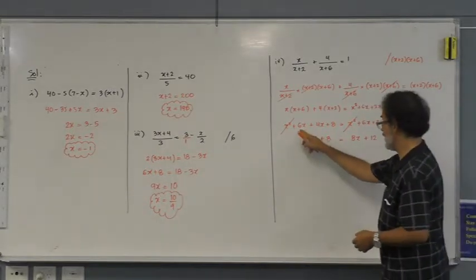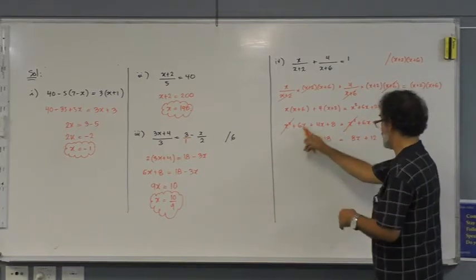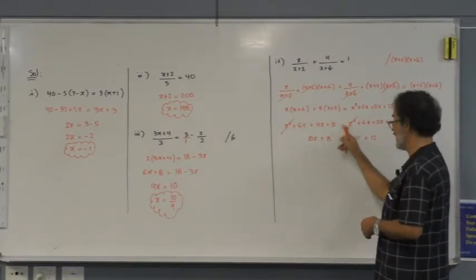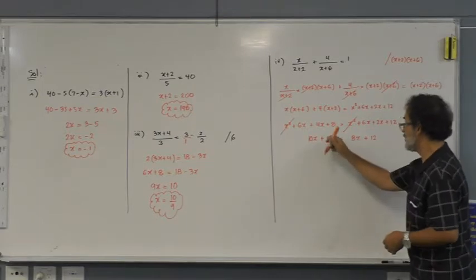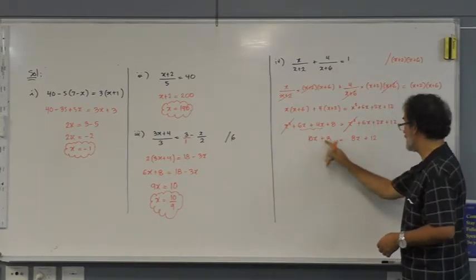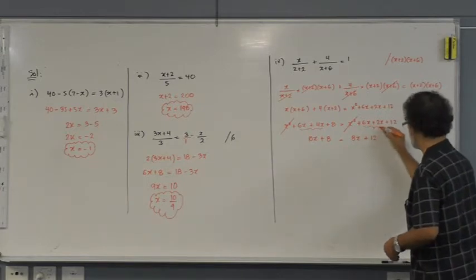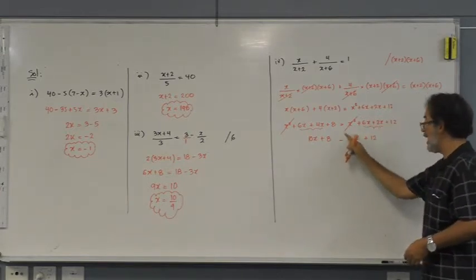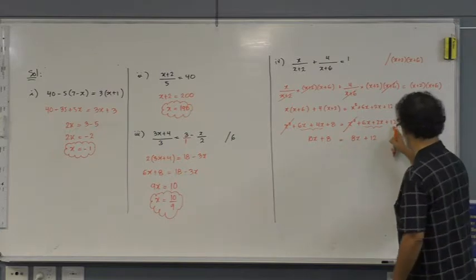Okay, so first of all, we got rid of x squared because we have x squared on both sides. And then we simplify this, that will give you 10x. And then we simplify this, which is 8x. And then in here we have 8, and in here we have 12.